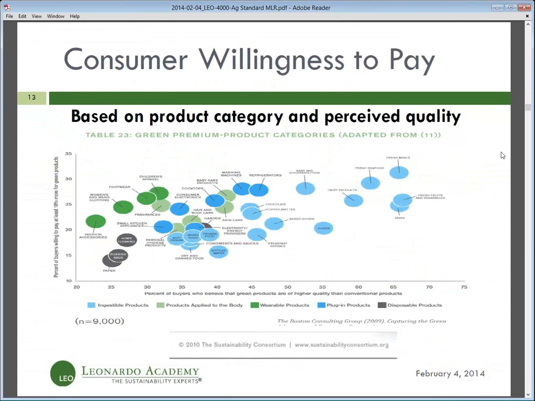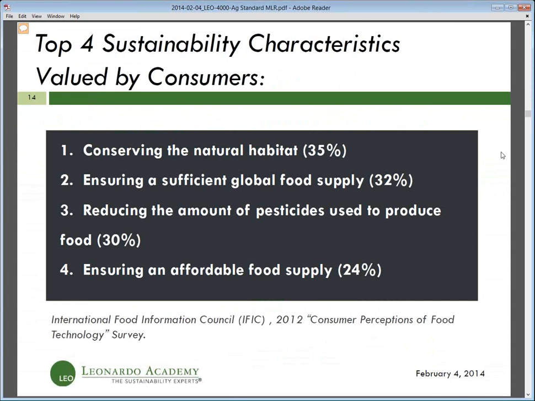In this chart, you can see that up in the upper right-hand corner are fresh meat, fresh seafood, fresh vegetables and produce, and dairy products, indicating that these are the types of things that people are willing to pay the most for if they're produced sustainably. The four sustainability characteristics that consumers seem to value most are conserving the natural habitat, ensuring a sufficient global food supply, reducing the amount of pesticides used to produce food, and ensuring an affordable food supply. And that again is from the International Food Information Council's 2012 survey.